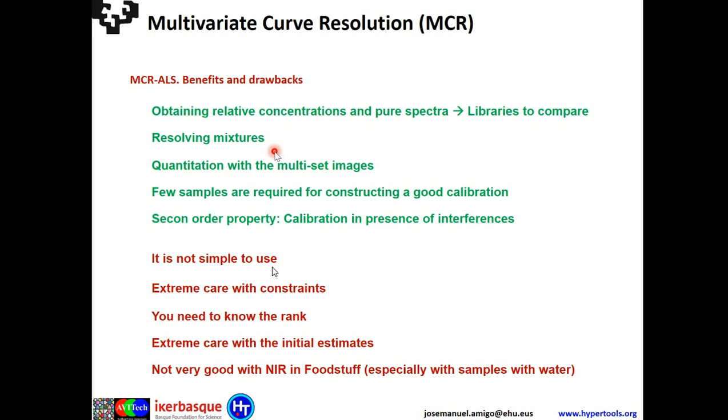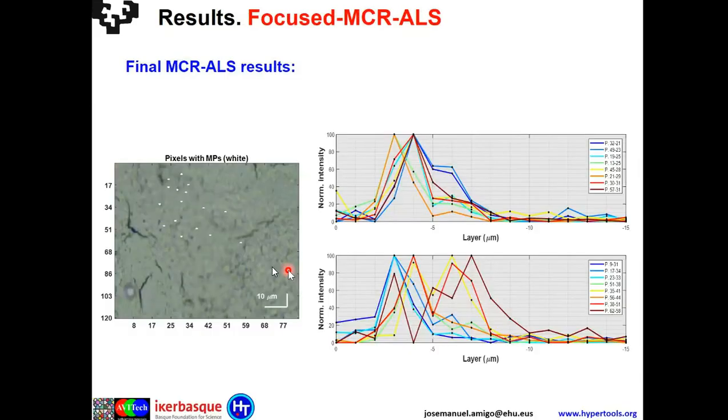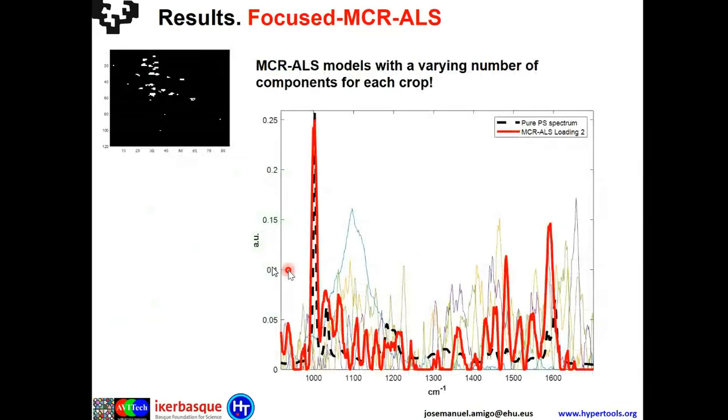The main problem, and this is why I have a love-hate relationship with this method, is that it is not simple to use. When I show you these models, every element here should be optimized in the number of components, because here in the muscle, each area could have a perfectly different number of components because we are in different areas of the muscle.